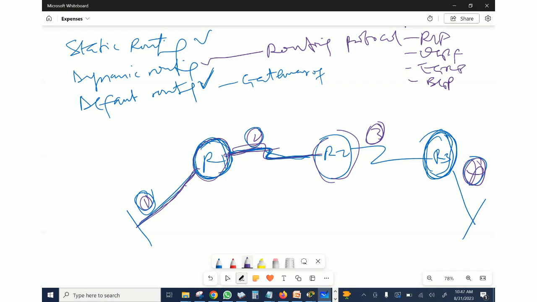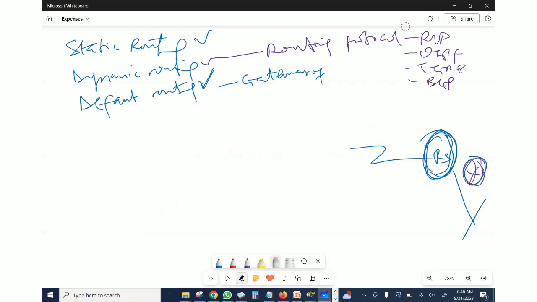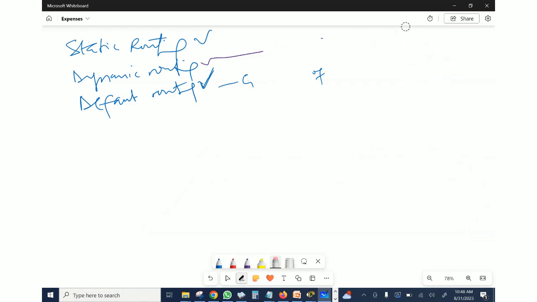You are telling your router that for any destination network that you don't know anything about, if you receive any traffic going to that destination, just send it to a particular interface or particular address. That is default routing. I will show you a practical application of default routing and static routing. So let's go and do some practical.